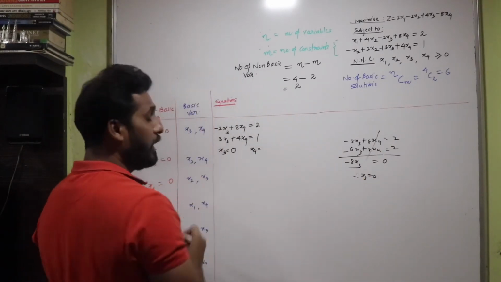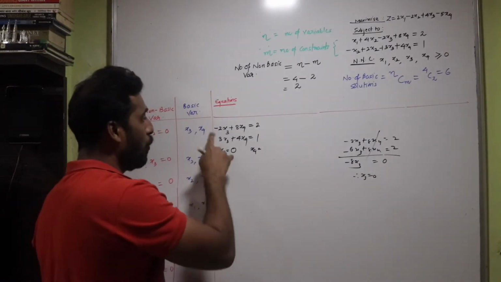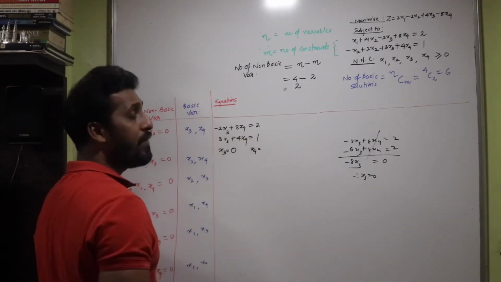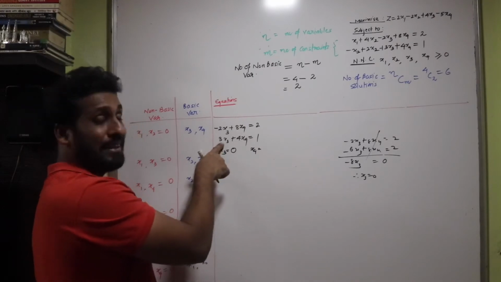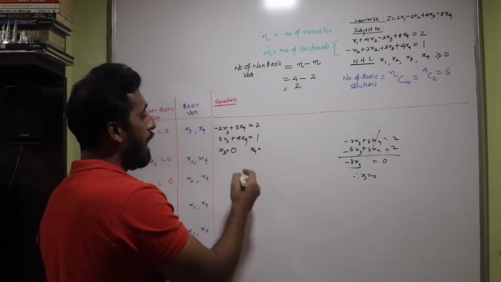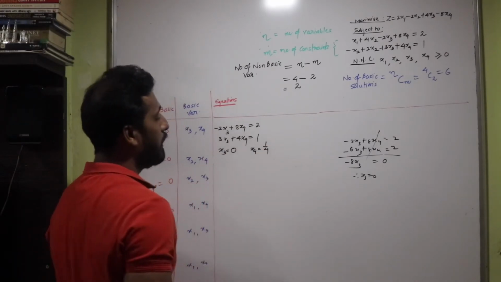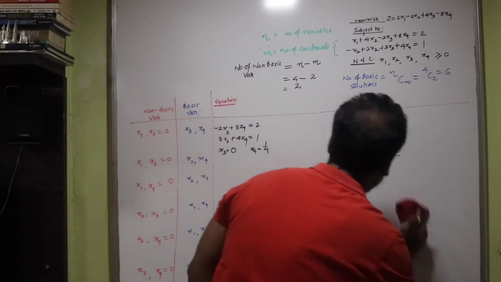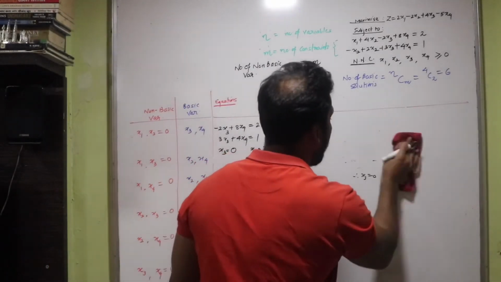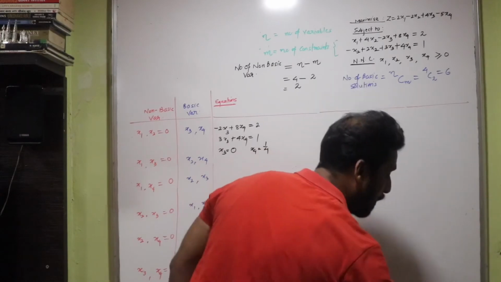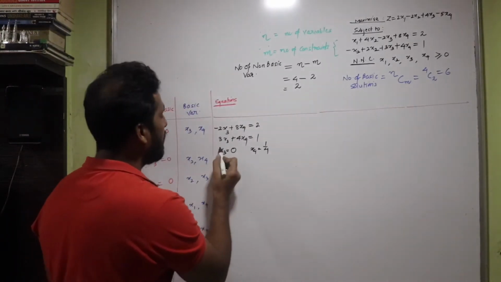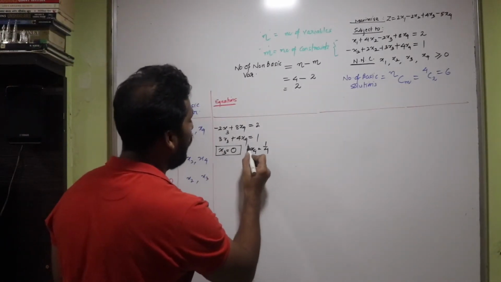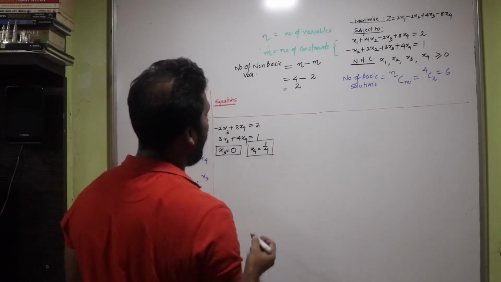So x3 came 0. Take x3 as 0, put it in any one of the equations and get the value of x4. So if I put it in the second equation, if I put x3 as 0, I will get x4 as 1 upon 4, isn't it? So solving the two equations simultaneously, I have understood that the basic variables have come: x3 has come 0 and x4 has come 1 upon 4.